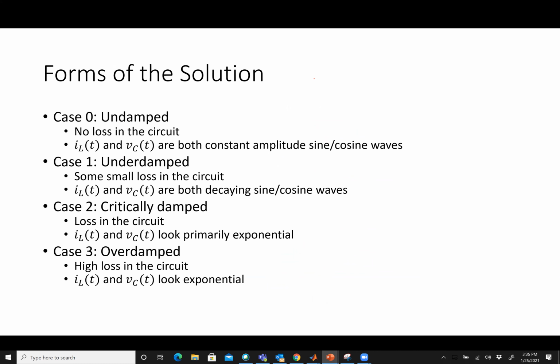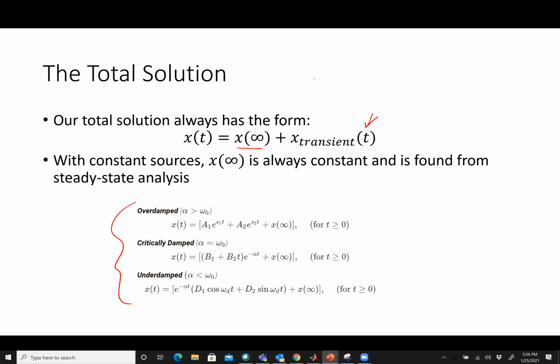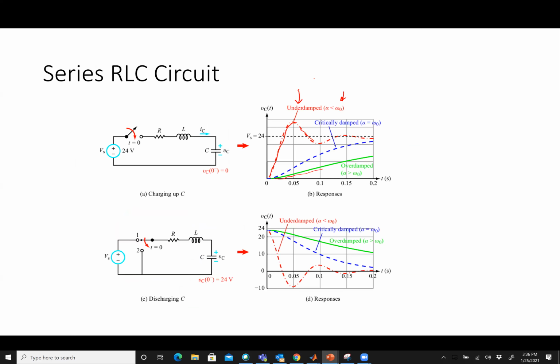Nope. They can apply to other variables. That's why I write this as X. Any second order system, this is what the responses look like. So voltage on a capacitor and inductor current could both have the same look. Even in this circuit I have right here, I would have the same type of look for the inductor current. The same general shape would apply.